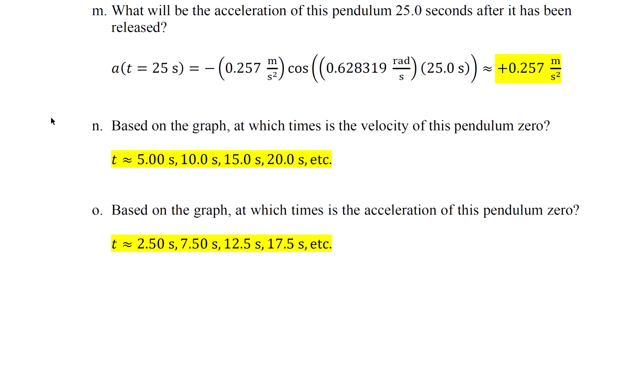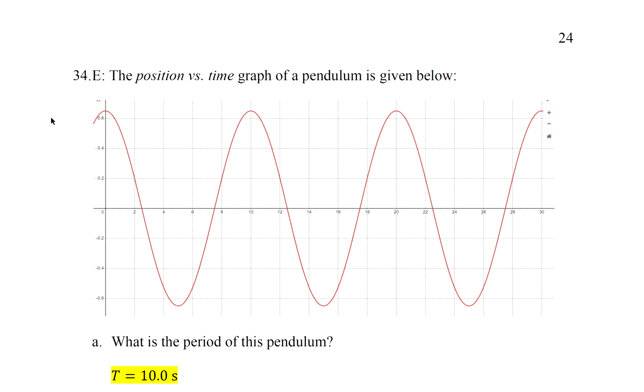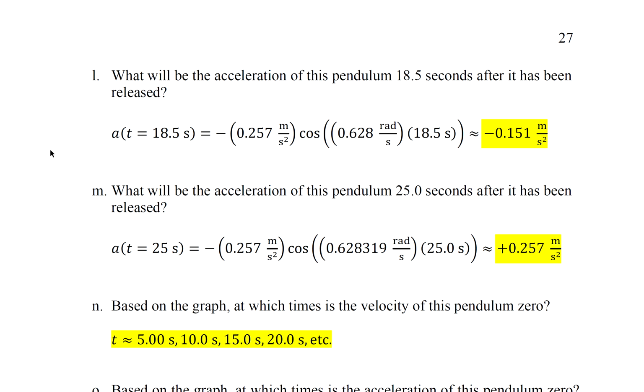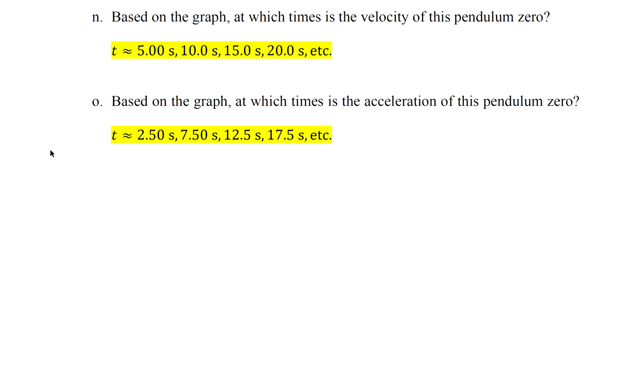And O says, based on the graph, at which times is the acceleration of the pendulum 0? The acceleration is 0 when you're in the middle, and in the middle you have maximum speed. So the acceleration is 0 at 2.4, 7.6, 12.4. You get the point. It's when you cross the horizontal axis. Yeah, so these are approximate values here because it's not exact.